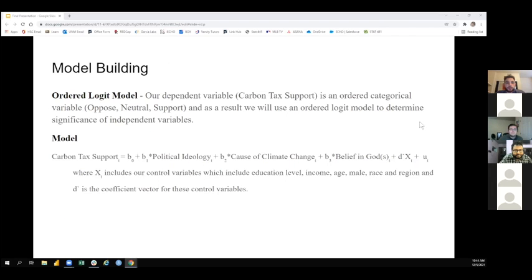So, to fully examine our data, we elect to use an ordered logit model because our dependent variable, carbon tax support, is both ordered and categorical, with the ordering being opposing, neutral, or supporting. As a result, again, we will use that ordered logit model to determine the significance of our independent variables. Now, our full model includes our main independent variables, political ideology, cause of climate change, belief in gods, as well as our control variable matrix, which includes education level, income, age, maleness, race, and region, and our D prime as our coefficient vector for these control variables.